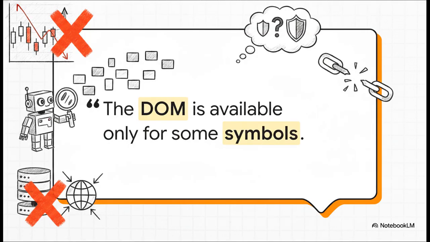But wait, we do have to highlight a very, very important limitation directly from the reference manual. Quote, "The DOM is available only for some symbols." You have got to code defensively here. Not every broker provides depth of market data, and definitely not every asset supports it. Your expert advisor should always verify that this level 2 data is actually arriving before you go and base an entire trading strategy on it.